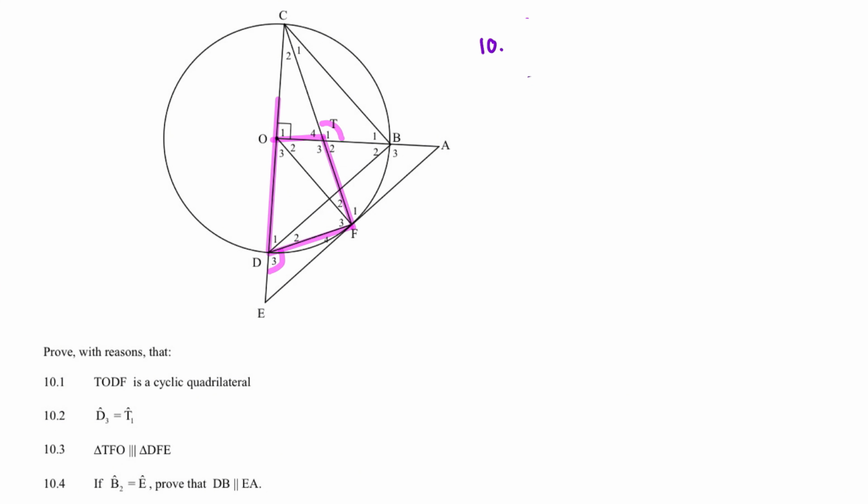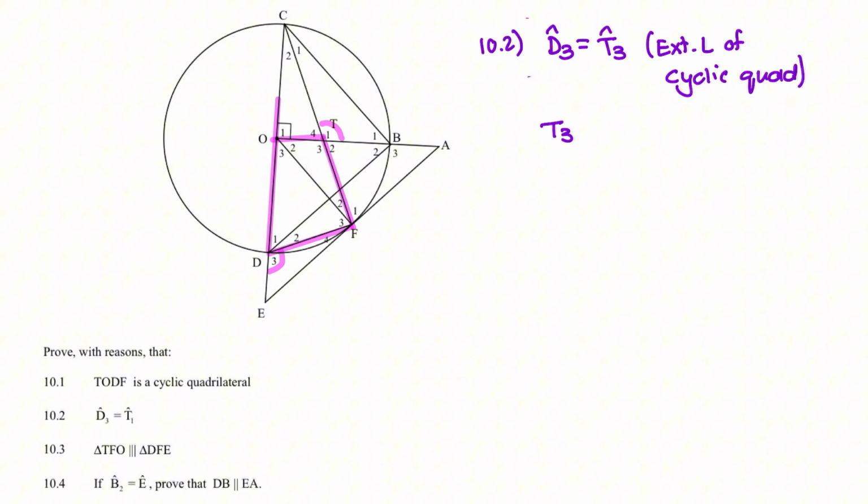So let's write down that solution. We can say D3 is equal to T3, the reason, exterior angle of a cyclic quad. Then we can say the angle T3 is equal to the angle T1, and the reason is vertically opposite angles. Therefore, the angle D3 is equal to T1.